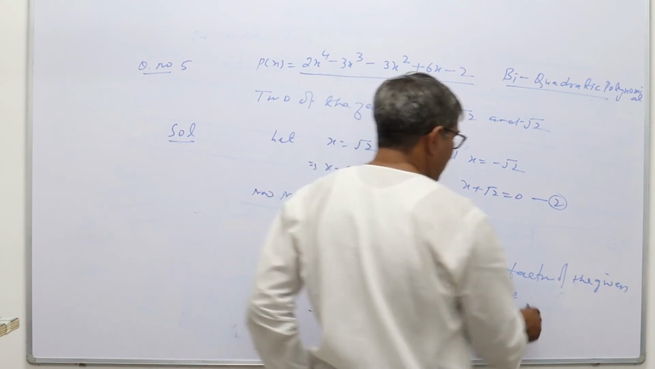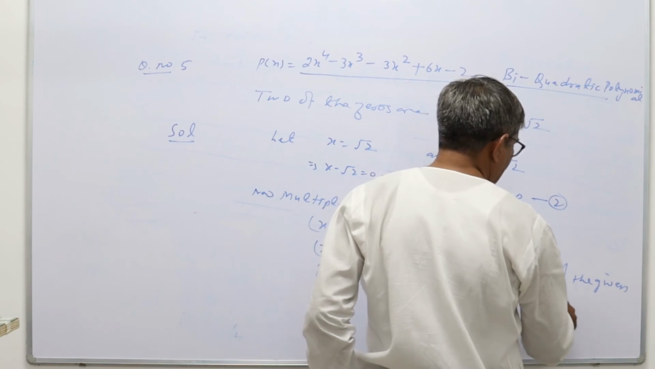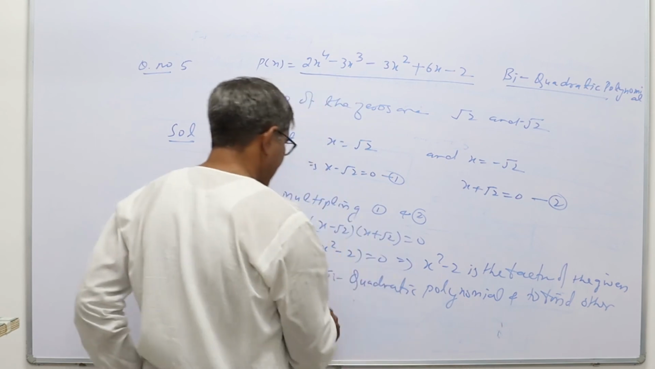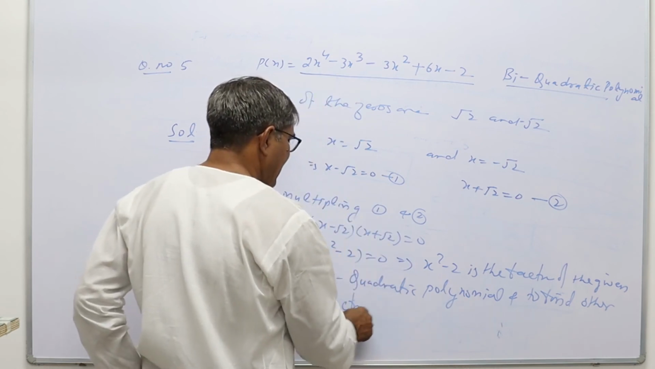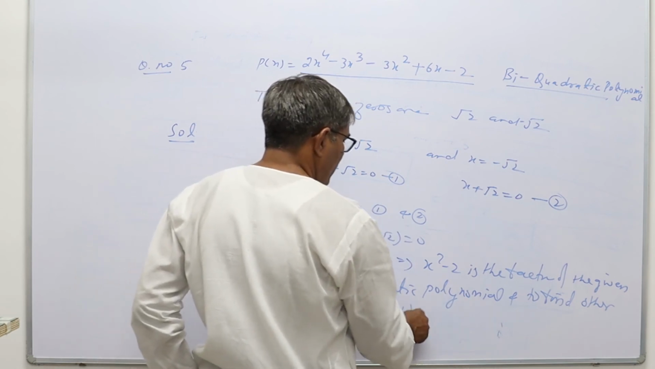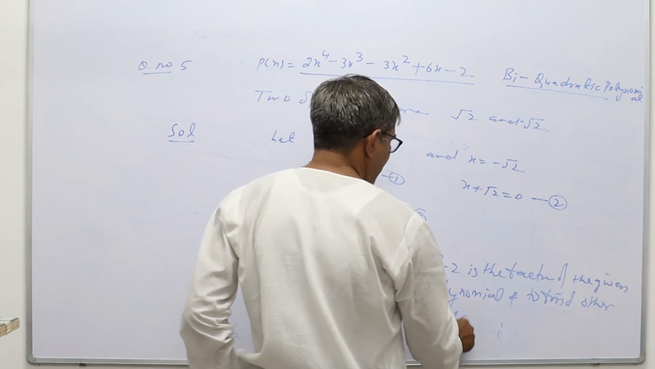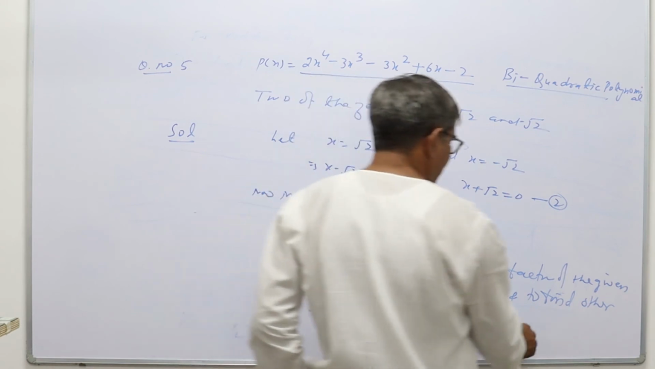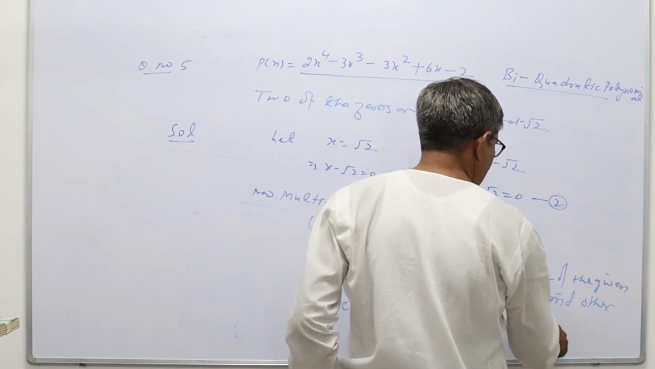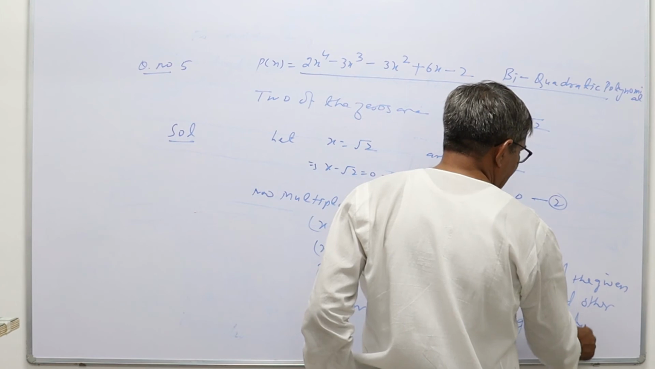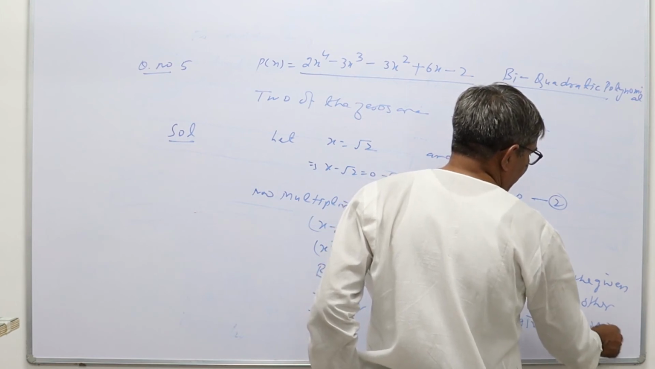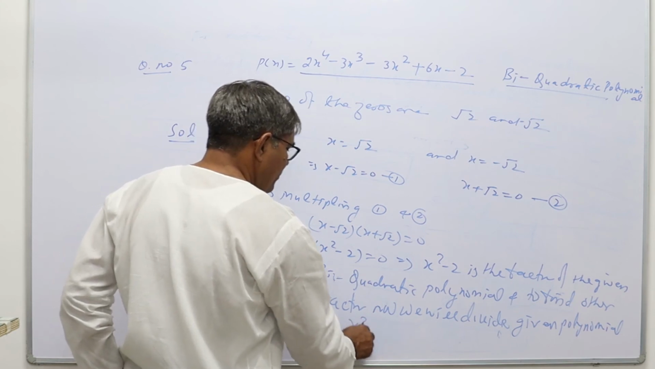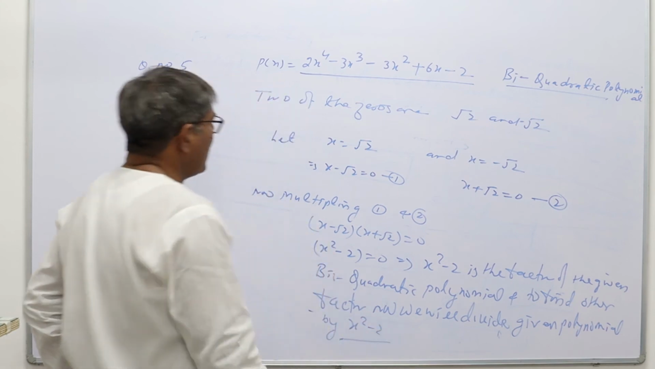And to find the other factor, now we will divide the given polynomial by x square minus 2. So now what we will do?